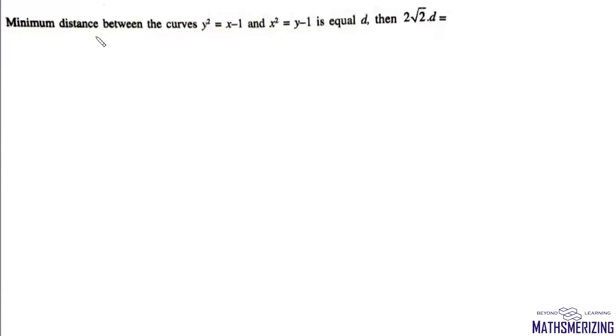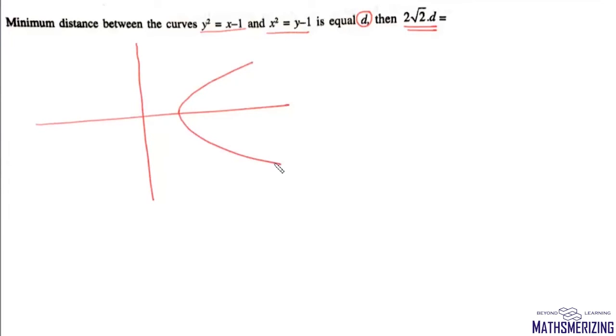Now here the question is, find the minimum distance between the curves y square equals x minus 1 and x square equals y minus 1, and say the distance is D. We need to find the value of 2 root 2 into D. So first we have this parabola which is y square equals x minus 1. So parabola opening right and shifted to (1, 0). And then we have this parabola which is x square equals y minus 1. So parabola opening upwards, again shifted 1 unit.